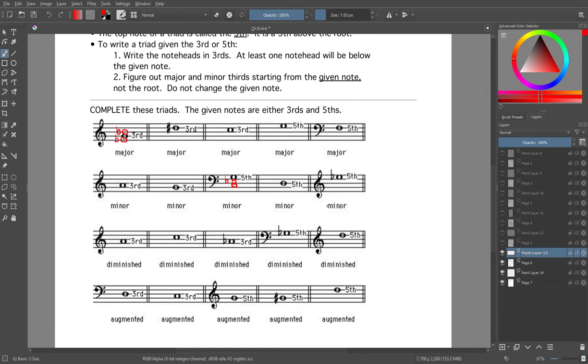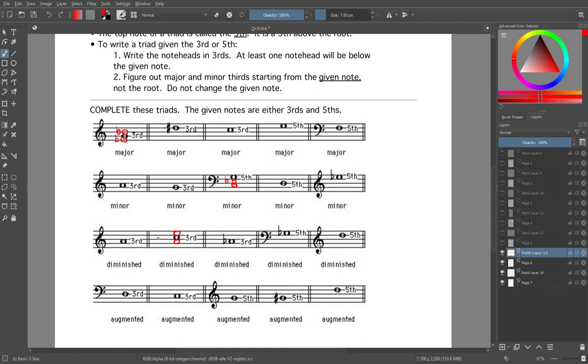Alright, now we're going to try a diminished one. Let's go ahead and do this one. So the third is given. So we need to put the note on the root and the fifth. Our given note is a C natural. We cannot alter the given note.